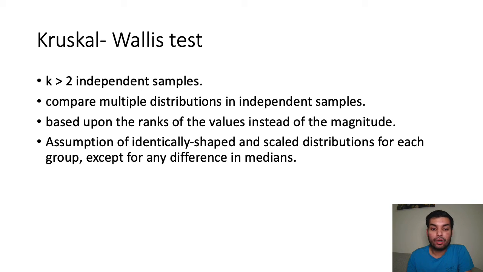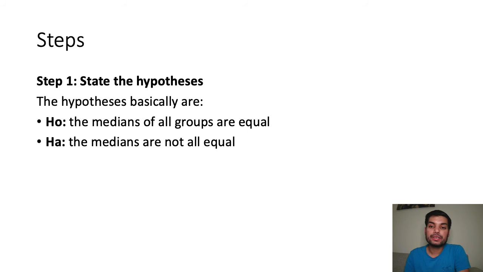Ranking procedures are commonly used in non-parametric methods as this moderates the effect of any outliers. The test assumes identically shaped and scaled distributions for each group except for any differences in the median. The steps involved in doing the test: first we state the hypothesis. The null hypothesis is that the medians of all groups are equal, and the alternate hypothesis is that medians are not all equal.